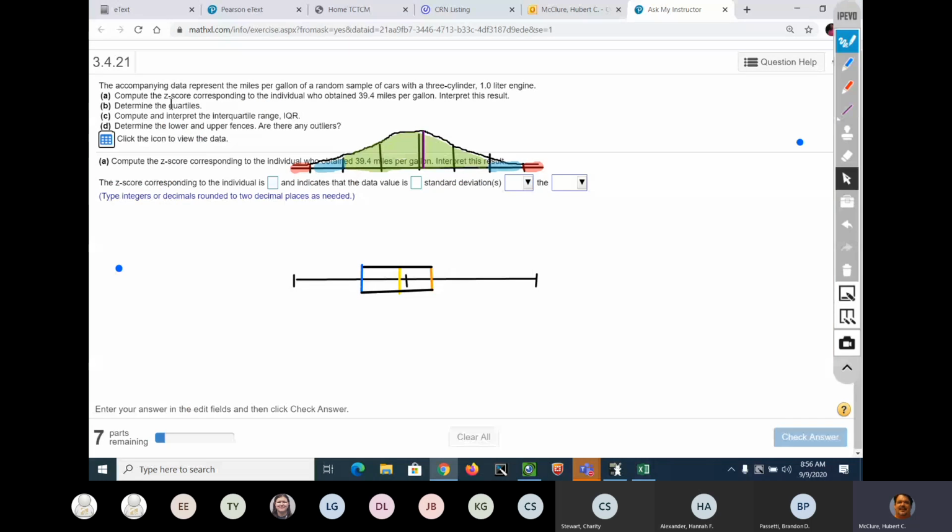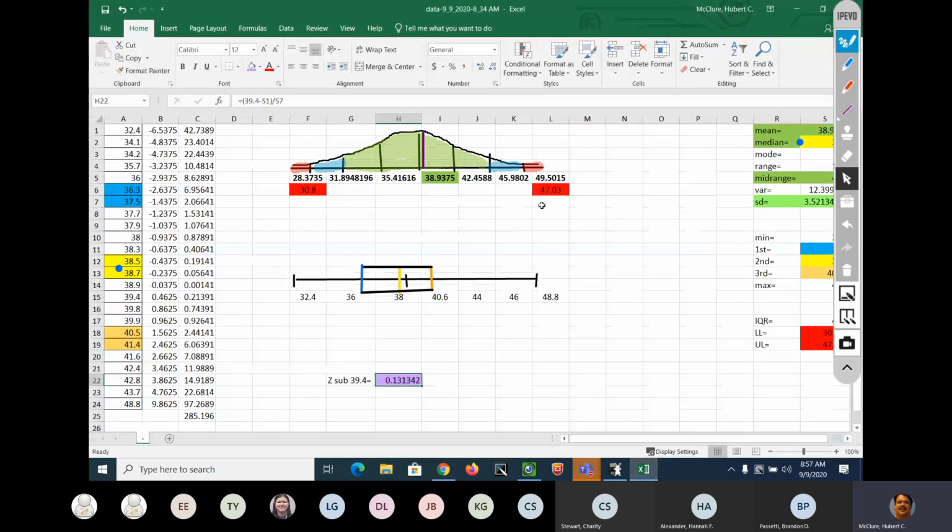Determine the quartiles. We did that. Compute and determine the interquartile range. We did that. Determine the lower and upper fences, lower limit and upper limit. Are there any outliers? I think there is an outlier by the interquartile range. So let's look. The lower limit says 30.8. No, we don't have an outlier on this end because all these numbers are above 30.